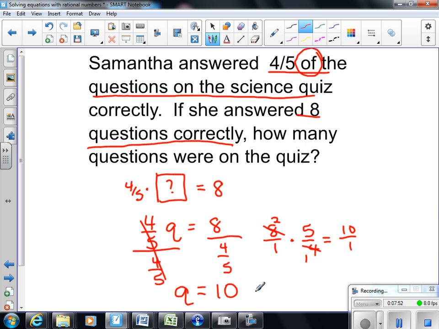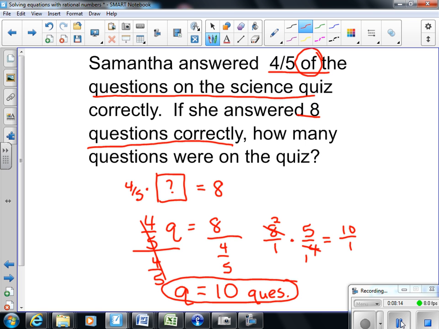So does it make sense that I would have 10 questions on this quiz if I got 4/5 right, or got 8 questions correct? By the way, what is 4/5 as a percent? That was on our list to memorize. Good, it's 80%. So if I got 8 out of 10, would that be 80%? It sure would. So that's how you can kind of check your answer.